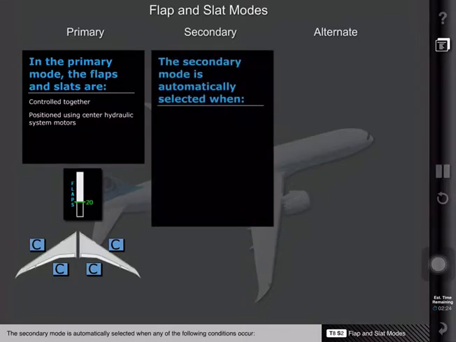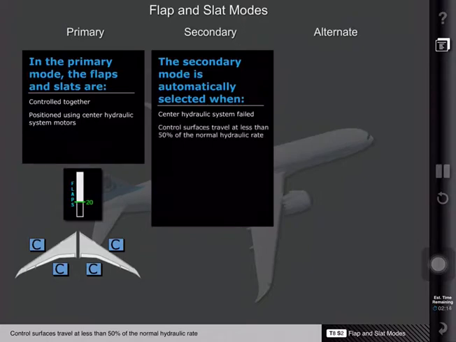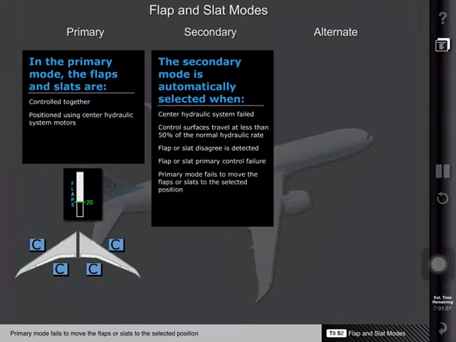The secondary mode is automatically selected when any of the following conditions occur: the center hydraulic system fails, the control surfaces travel at less than 50% of the normal hydraulic rate, a flap or slat disagree is detected, a flap or slat primary control failure occurs, a primary mode fails to move the flaps or slats to the selected position, or uncommanded flap or slat motion is detected.